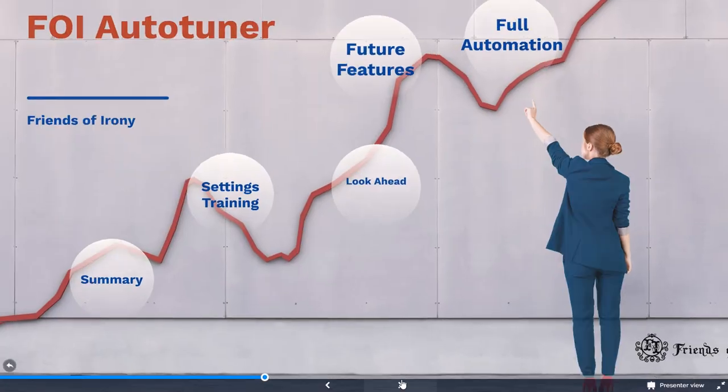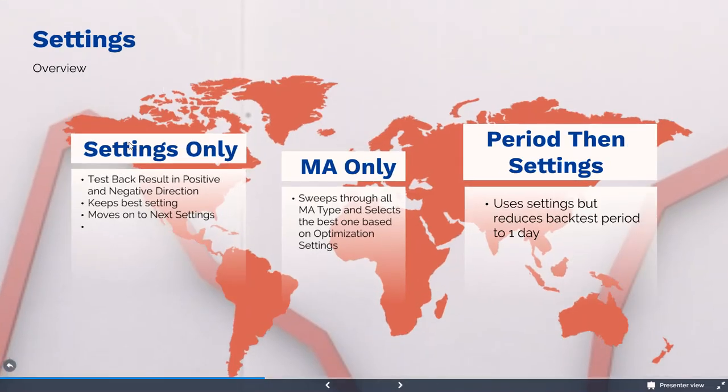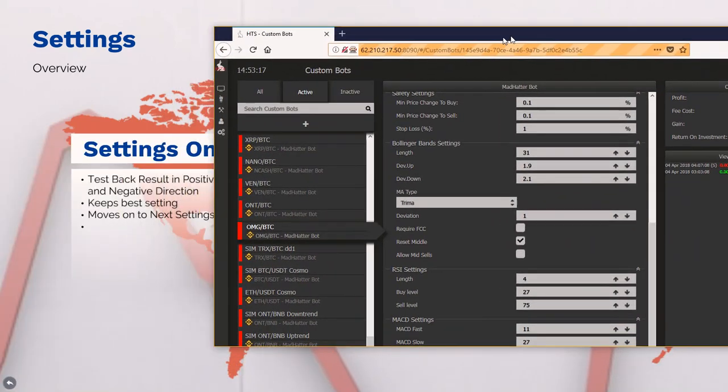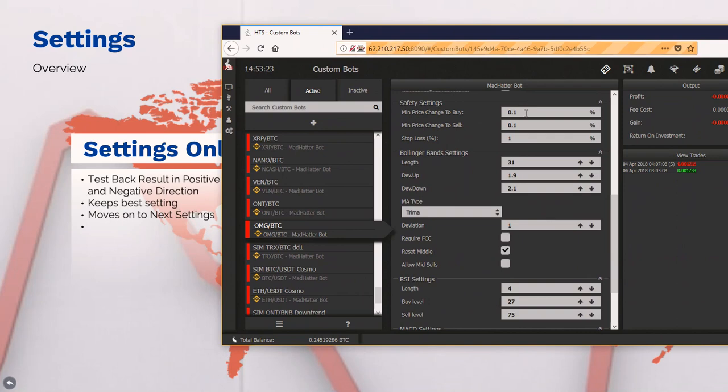So the settings. Alright, so initially we had three different settings. The settings only will, in a sense, test positive and negative perturbations, and then it'll go on to the next step. So it'll make this into a 0.2, right? It'll test it, you get a result. Did it improve? Yes, no, if it didn't, then it'll put it to the other 0.1 and then test that. Did that help it? And then whichever one is good, it'll keep.